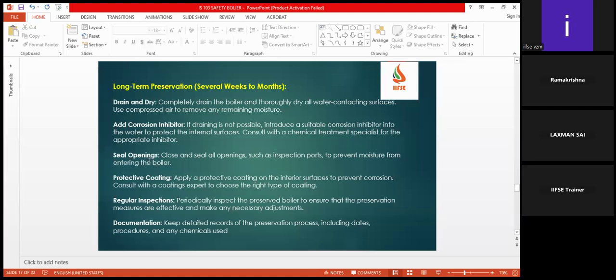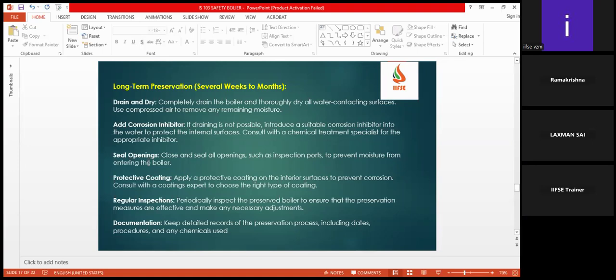Then seal openings. Close all the openings such as inspection ports to prevent moisture from entering inside the boiler. So wherever we have openings, we have to close all the openings or seals, etc., to avoid any moisture entering the boiler components or chamber.